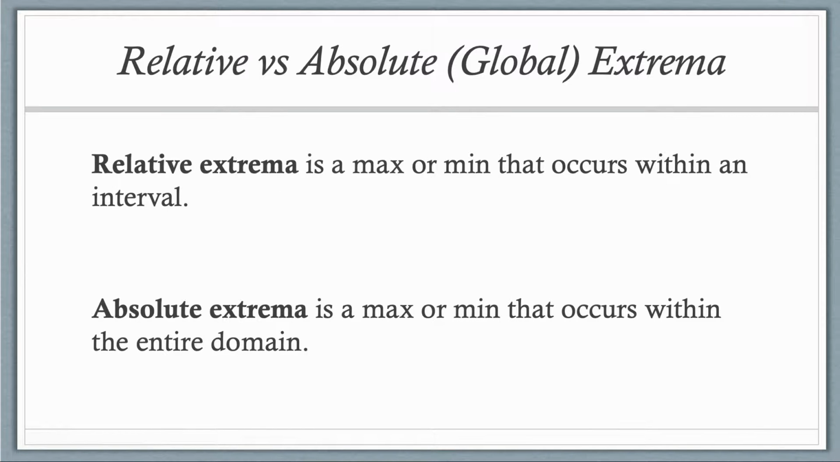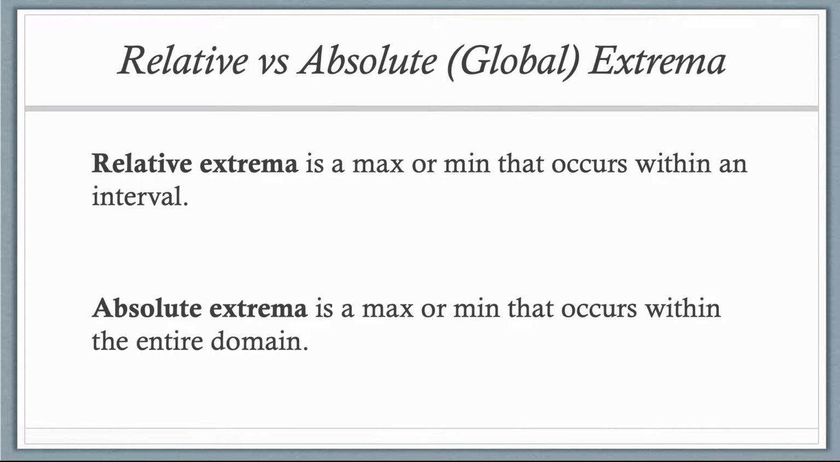There are two different types of extreme points. There is the relative extrema, which is a max or min that occurs within an interval. So if I look at a snapshot of a function, I can say, okay, that is a minimum just for that interval, but an absolute extreme point occurs when there's a max or min within the entire domain.